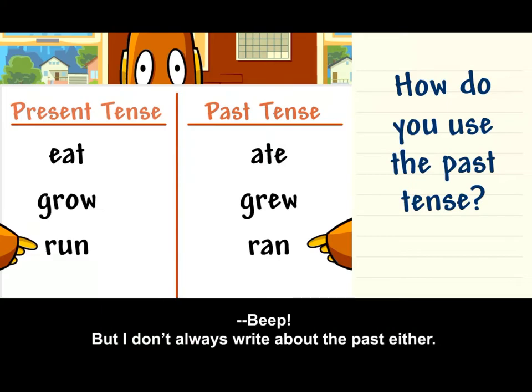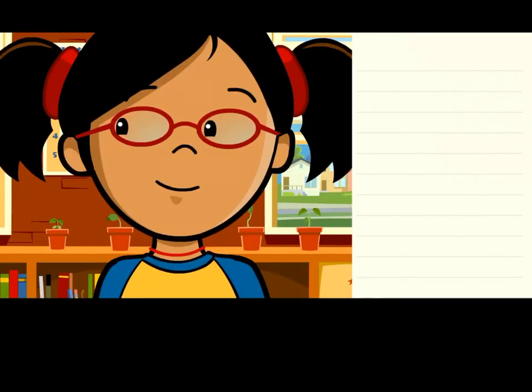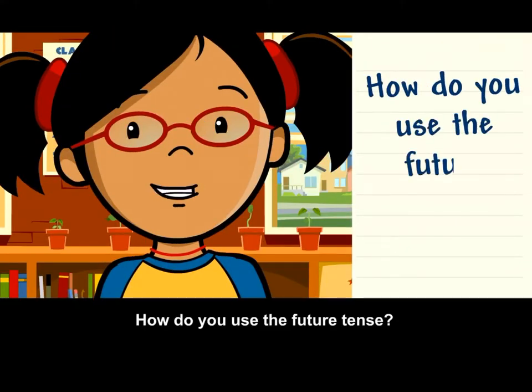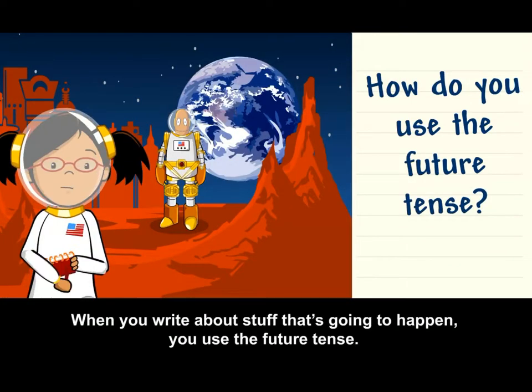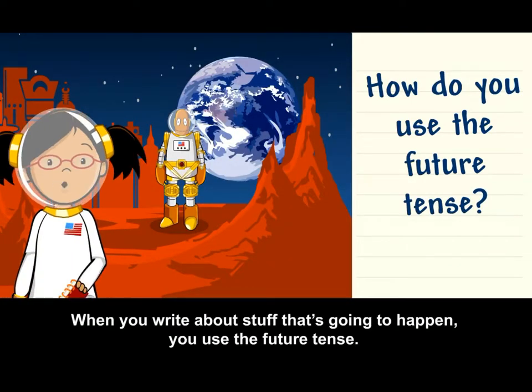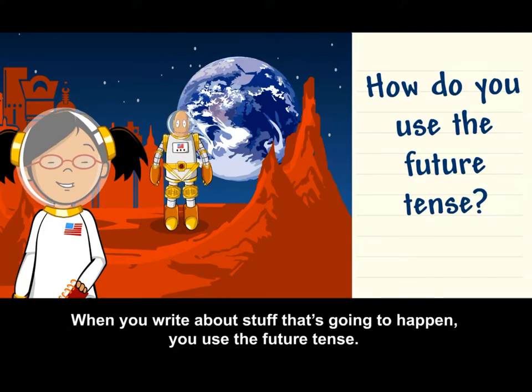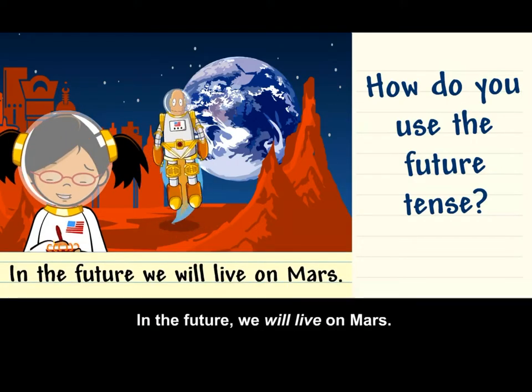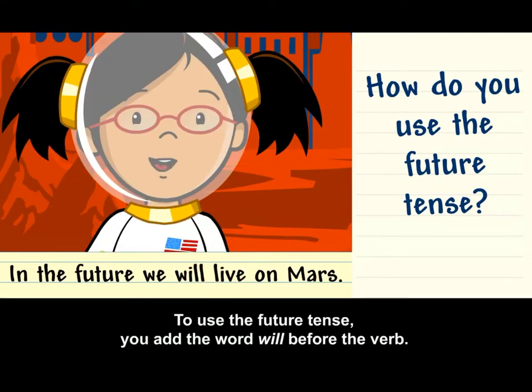But I don't always write about the past either. How do you use the future tense? When you write about stuff that's going to happen, use the future tense. In the future, we will live on Mars. To use the future tense, you add the word will before the verb.